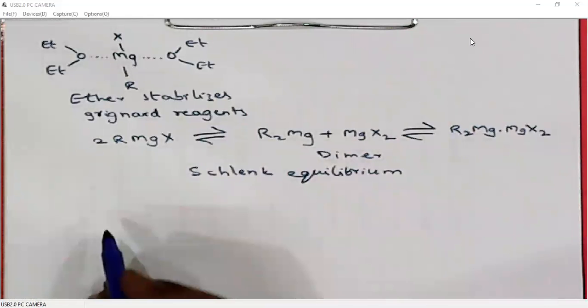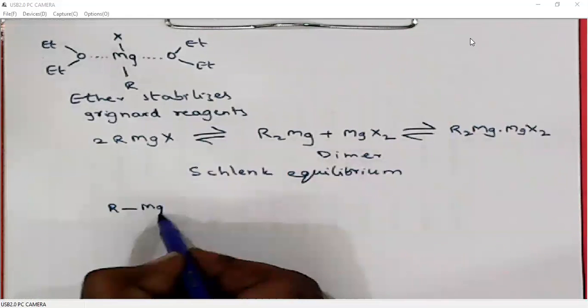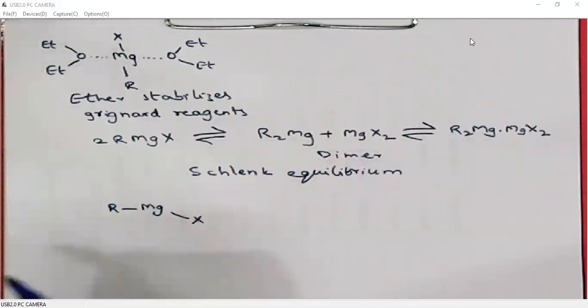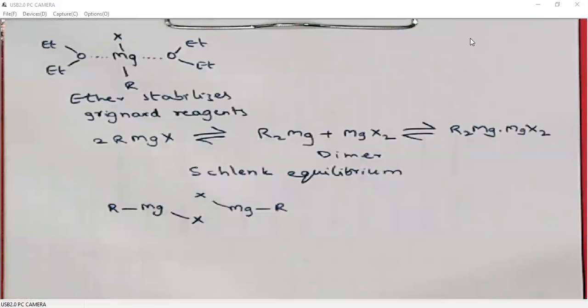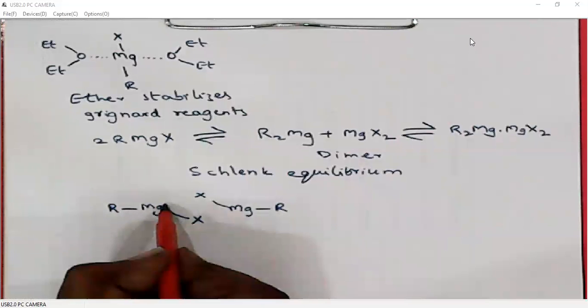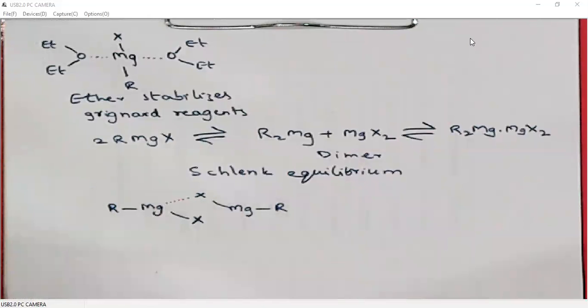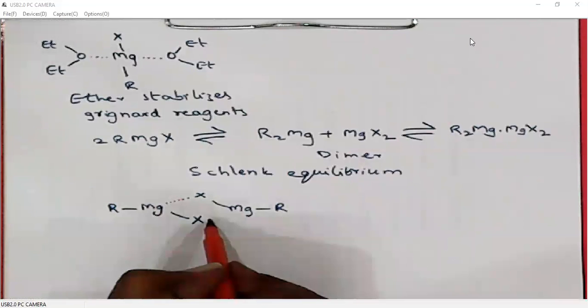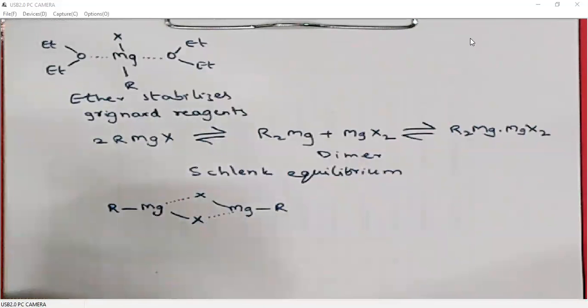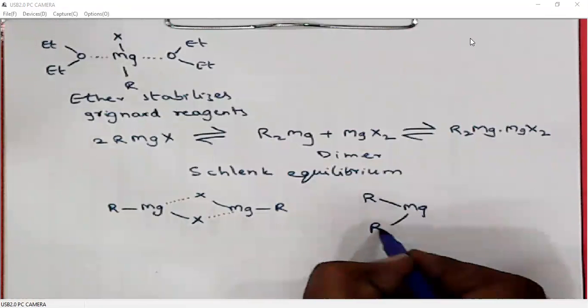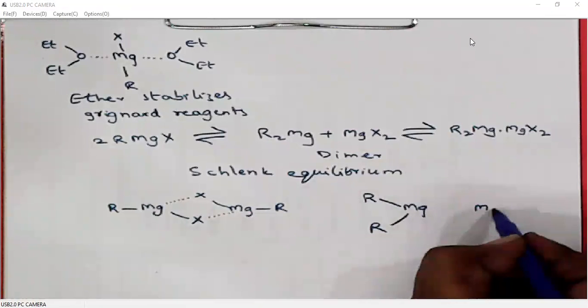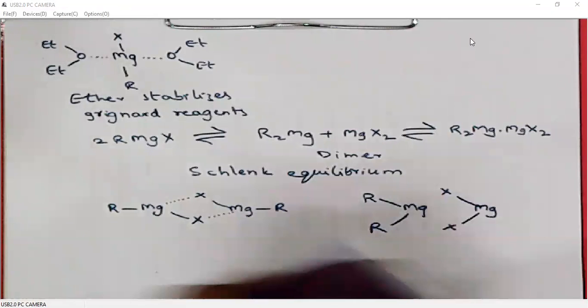We can also draw the structures for the dimer conformation. Magnesium is an electropositive element, halide is an electronegative element. So they may have Lewis acid Lewis base interaction or coordination interaction. So it will exist as a dimer either in this form or in this form.